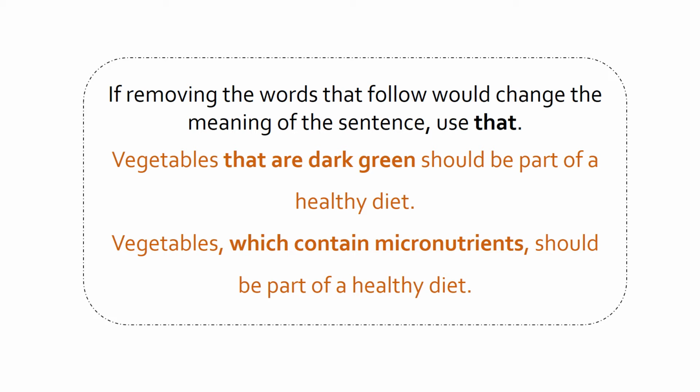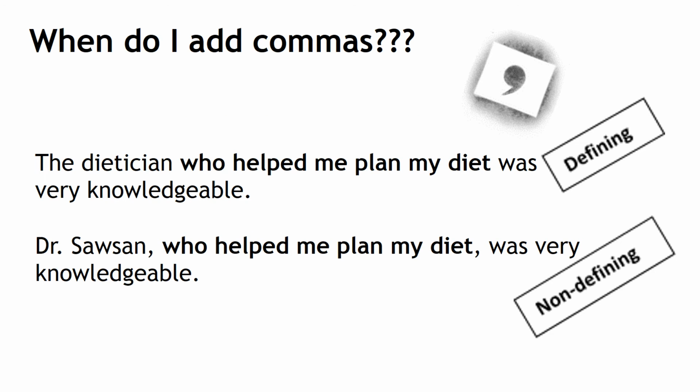When you put commas around this clause, that means that you can take it out of the sentence and it will still make sense. For instance, vegetables should be a part of a healthy diet. That is a complete sentence. You might be wondering when we add commas. Well, basically, we don't need commas if the relative clause is part of the main meaning of the sentence, like in this example in which it is part of the subject.